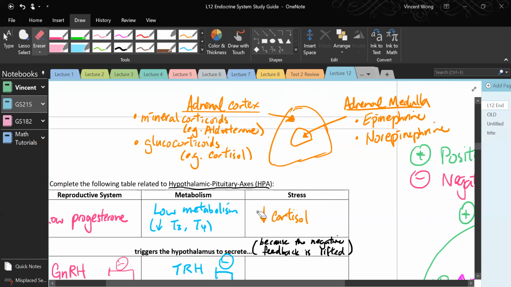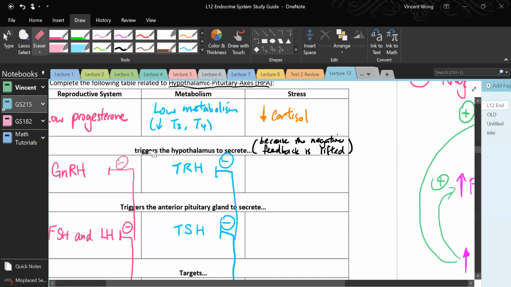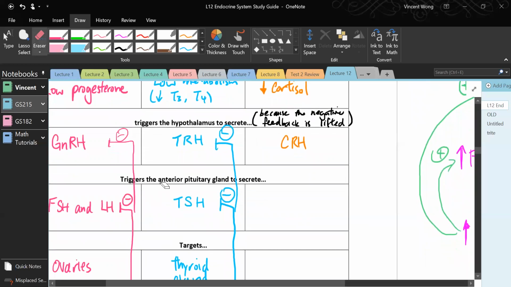So we will be using the cortisol to illustrate this. When you have low cortisol level, it will trigger the hypothalamus to release CRH. You see all these hormones from the hypothalamus, they all end in RH. They are releasing hormones, which are supposed to give permission to the anterior pituitary gland to release a certain hormone. So GnRH gives the pituitary gland permission to release FSH and LH. TRH gives permission to the anterior pituitary to release TSH. And CRH gives permission to the anterior pituitary gland to release ACTH.